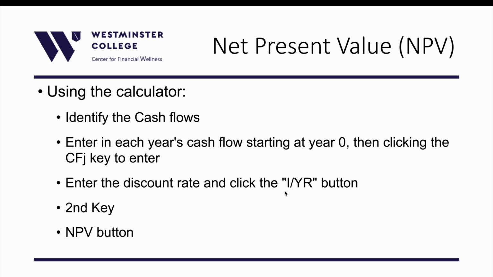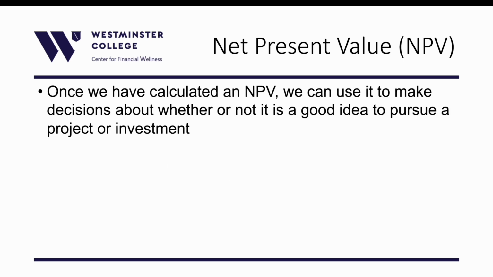Then we're going to enter the discount rate, which we found out to be 10%. Hit the second key and then the NPV button. Now I'm going to switch over to the calculator really quick so that you can get a clear picture of how to do this there.